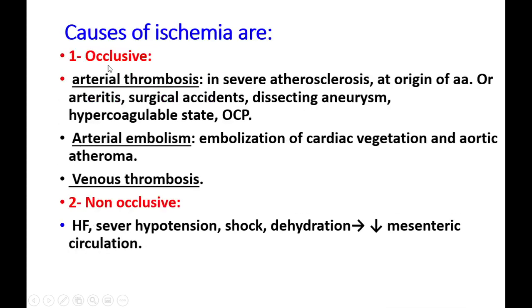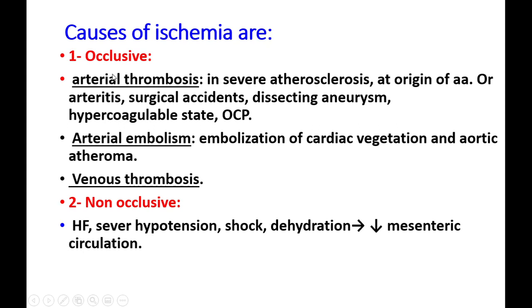The causes of ischemia are either occlusive or non-occlusive. Occlusive is where there is something obstructing the lumen. Non-occlusive, there is no thrombus or no embolus or no plaque or vegetations within causing the obstruction.